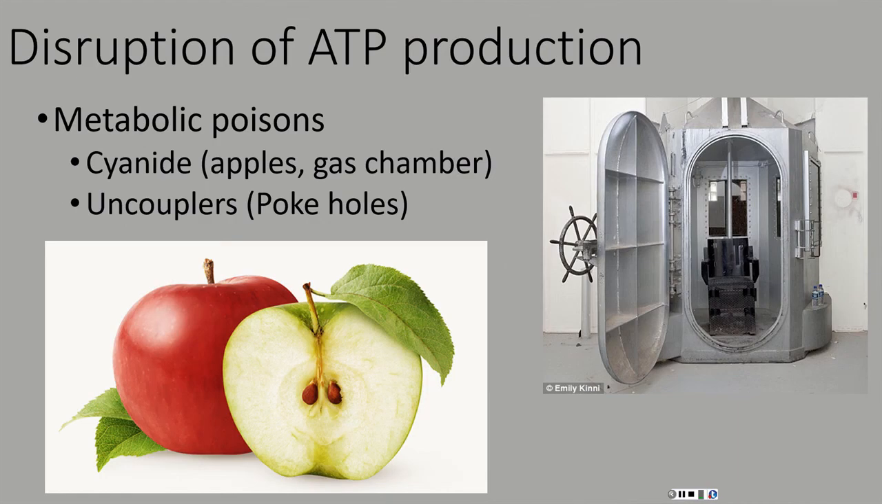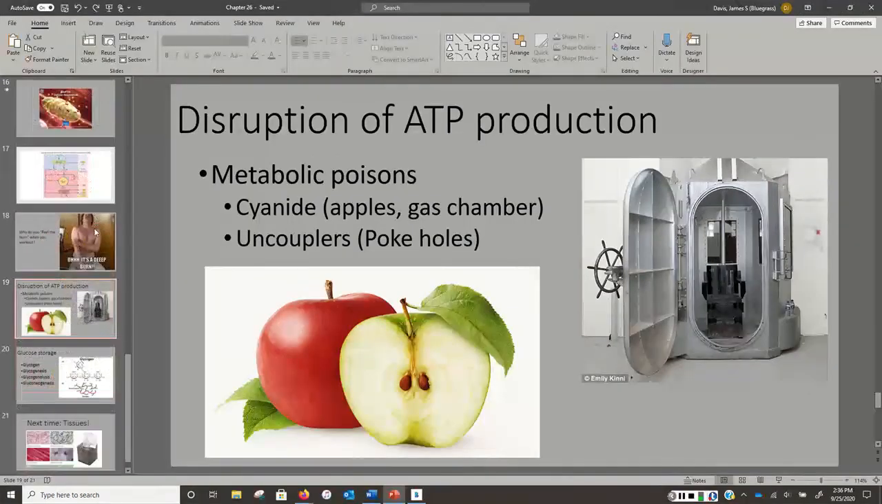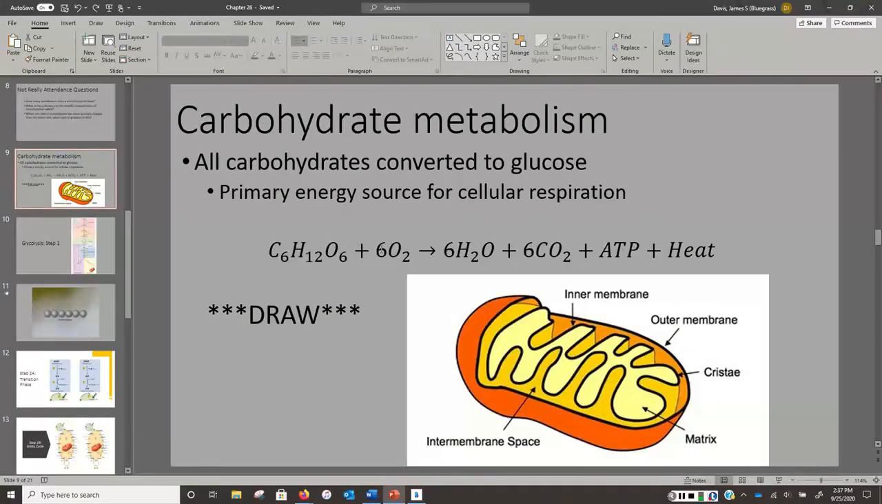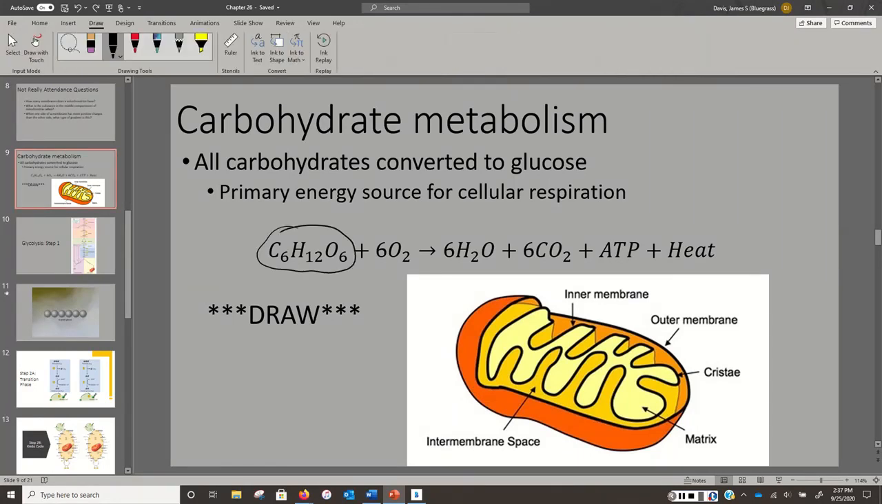Now, before we talk about disruption of ATP production, I want to go back and look at the equation for cellular respiration. We've now talked about cellular respiration all the way through. So here is our equation. Here's our C6H12O6. Where did that come from? From the food that we ate. That's what we just followed. That's what we started with in glycolysis.